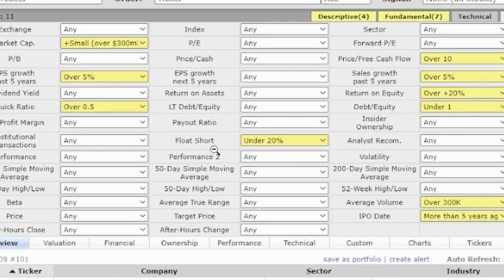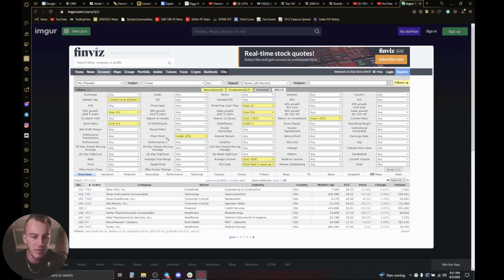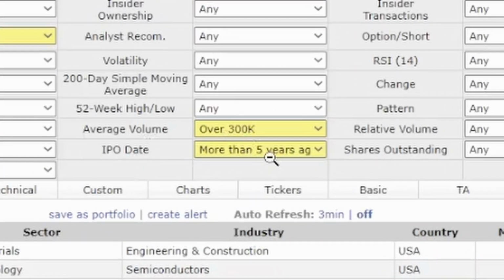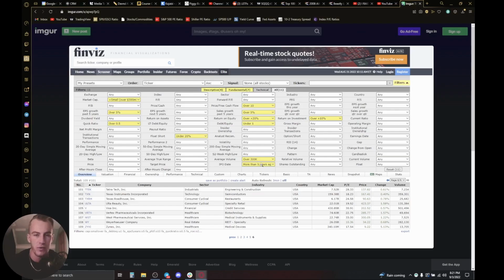Lastly, we're looking at float short. This is just kind of a technical trading scan. It looks for companies that don't have a high short volume, because we don't want to invest long term into a company that has a lot of short sellers trying to short the stock and push it down. Then lastly, average volume over 300K, IPO past 5 years. The average volume is important because we want stocks and companies that are liquid. We don't want companies that nobody trades, because then there's going to be a large price gap between the bid and the ask, and there can be liquidation issues if there's a mass sell-off or a market crash.